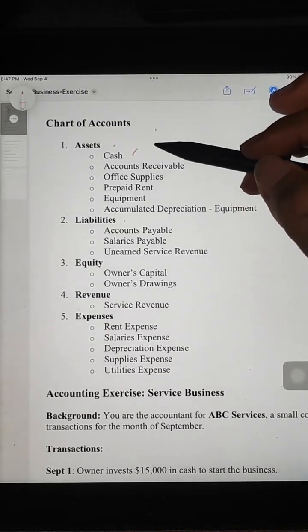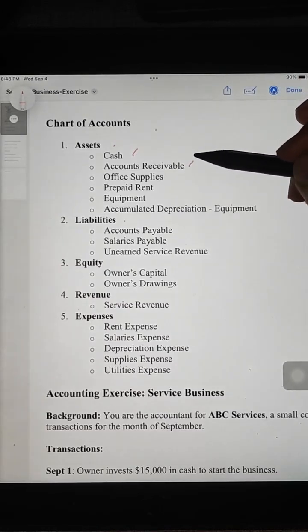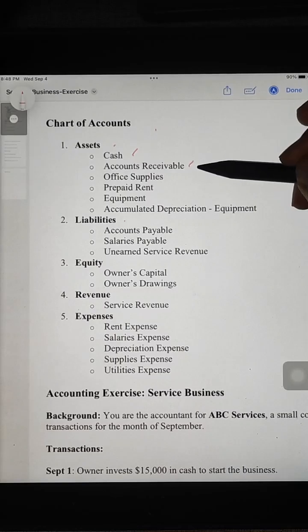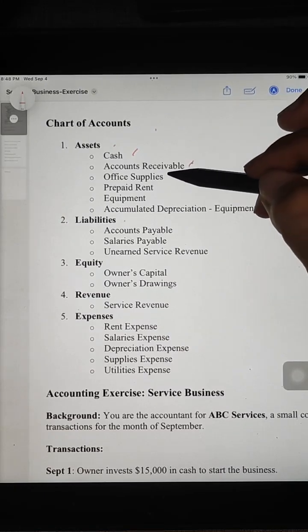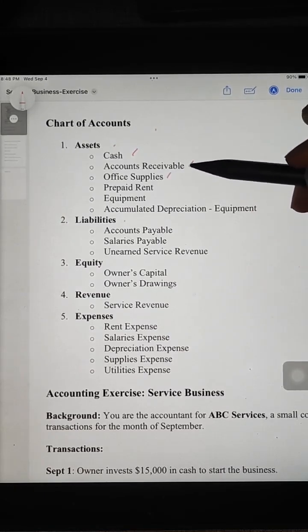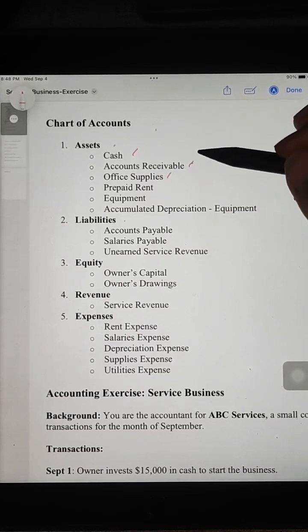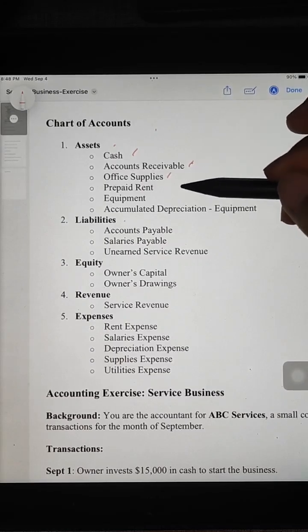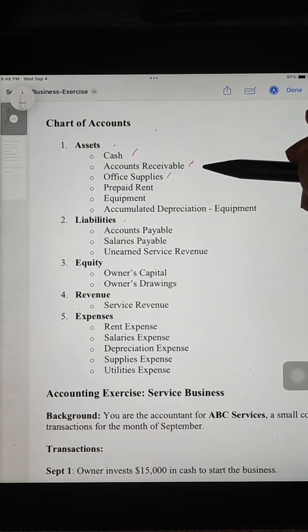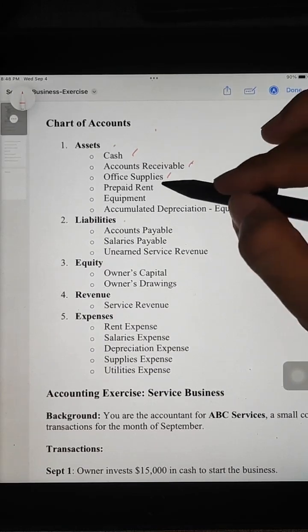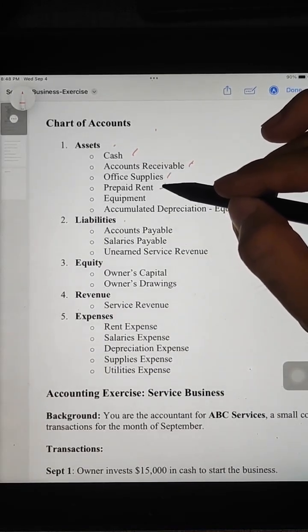So cash, or pera. Accounts receivable, these are our collectibles. If someone owes us, then this is the account that increases. It represents the money that we will collect from our customers. We have office supplies, just like bond paper, ballpens, and if you are running a salon, then shampoo, soap, hair dye, or if you have a cafe, then this includes your syrup, coffee beans, and the likes. Prepaid rent, so these are advance payments for rent.